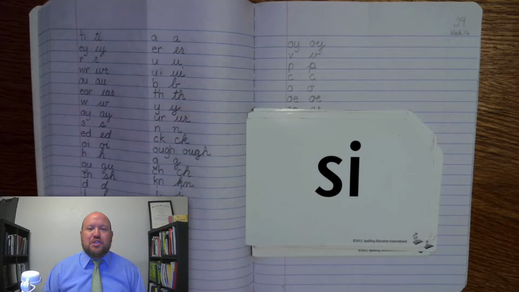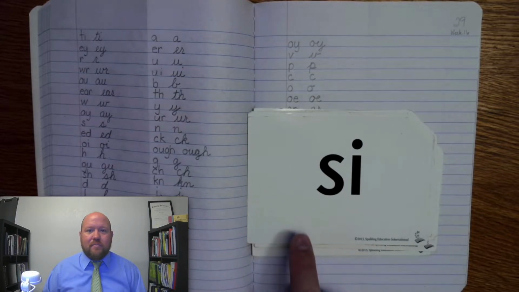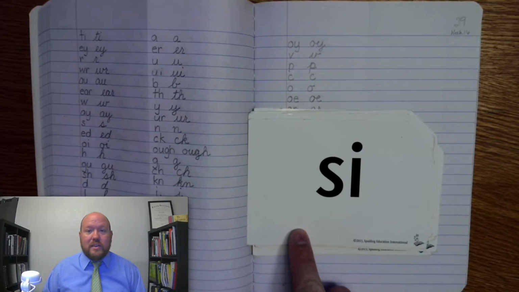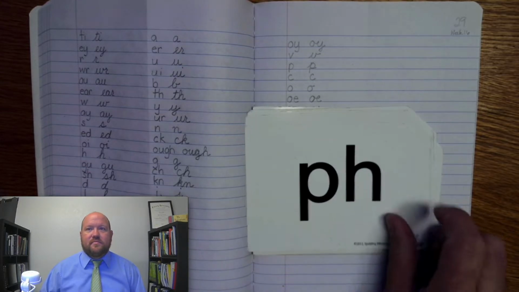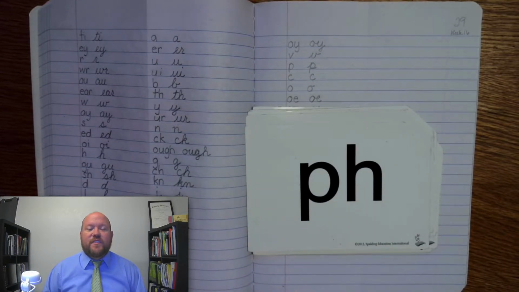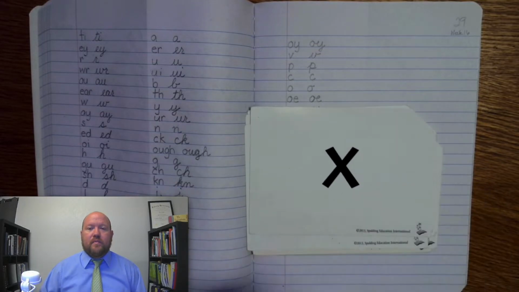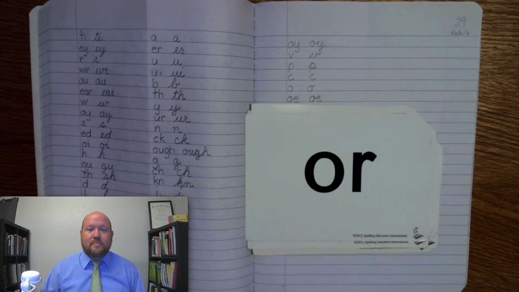Sh. Zh. When may I use this phonogram? When it follows an S in the base word, replaces an S in the base word, or it says zh. Two letters. X. What never comes after an X? S or Z. Or.